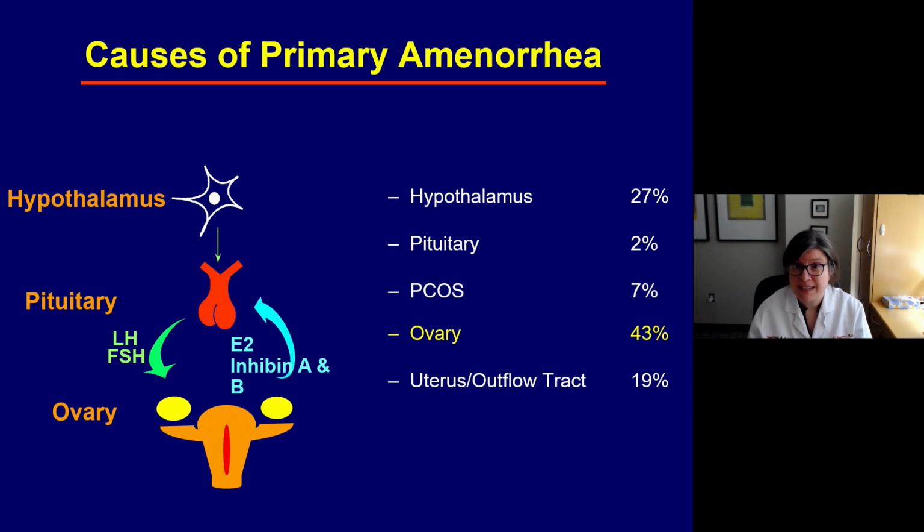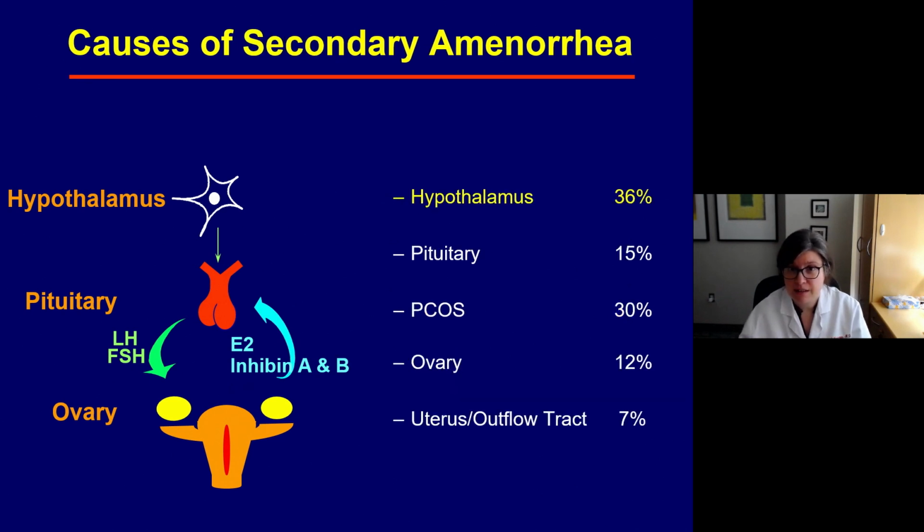Now, if we compare secondary amenorrhea, we can see that hypothalamic causes are the most common at 36%. Second is polycystic ovarian syndrome. And third is a pituitary etiology. And you can see how low ovarian and uterine outflow tract causes are, at 12 and 7%. So that's sort of the difference in terms of causes between primary and secondary.